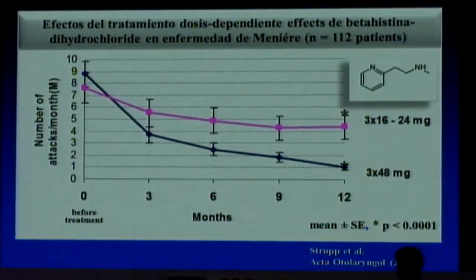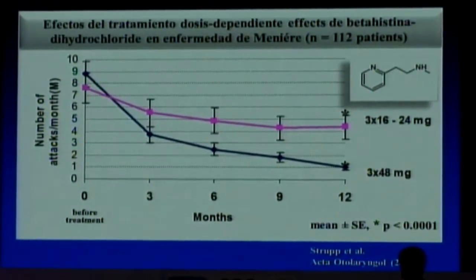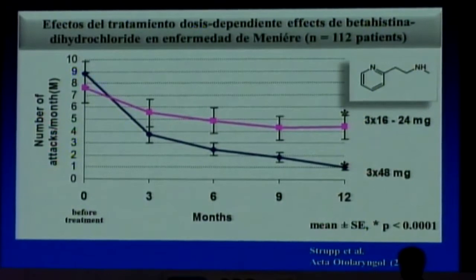Meniere's disease is known since 1861, and over these more than 150 years, a lot of treatments have been recommended. What we recommend is a high-dosage treatment with betahistine. That was the first study on a higher dosage. It was just an observational study in 112 patients. One group received a low dosage, 16 to 24 milligrams TID. The other group received 48 milligrams TID.